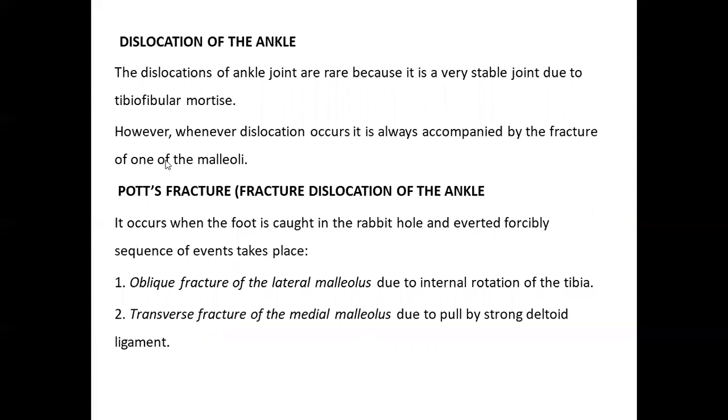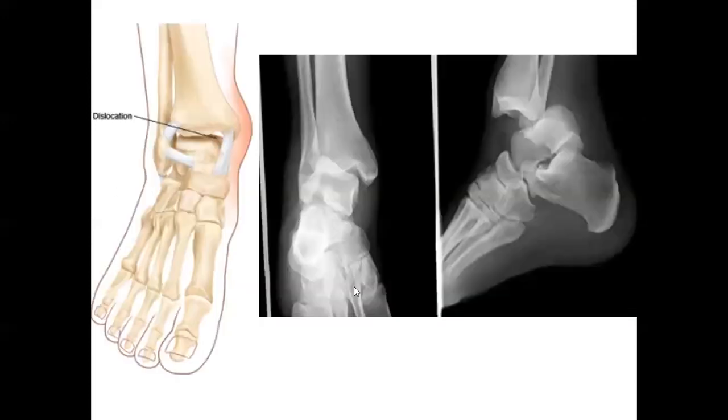It occurs when the foot is caught in a rabbit hole and everted forcibly. What happens here? Oblique fracture of the lateral malleolus occurs. Why? Because there is an internal rotation of the tibia. This is asked in exams: what are the different things in Pott's fracture. So there will be an oblique fracture of the lateral malleolus and a transverse fracture of the medial malleolus. The oblique fracture of the lateral malleolus is because there is an internal rotation of the tibia. The transverse fracture of the medial malleolus is due to strong pull on the deltoid ligament.